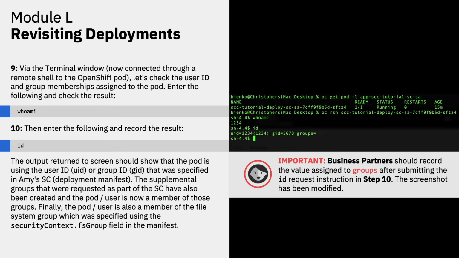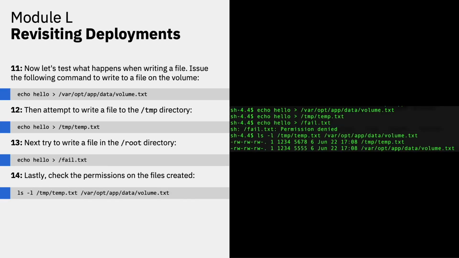Now let's test what happens when writing a file. Issue the following commands to write to a file on the volume. Then attempt to write a file to the temp directory. Next, try to write a file in the root directory. And lastly, check the permissions on all the files which we created. From the results printed to the screen, we can readily see that the file created in the temp directory is owned by 1234 and 5678, which is the user ID and group ID specified earlier.